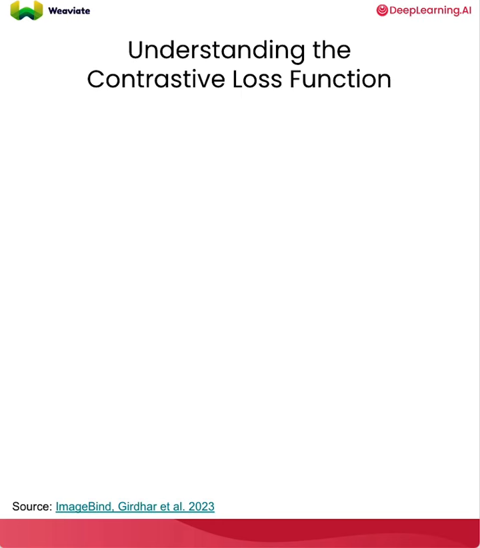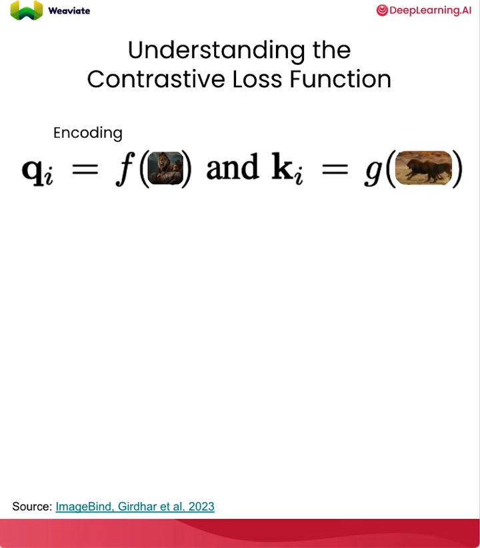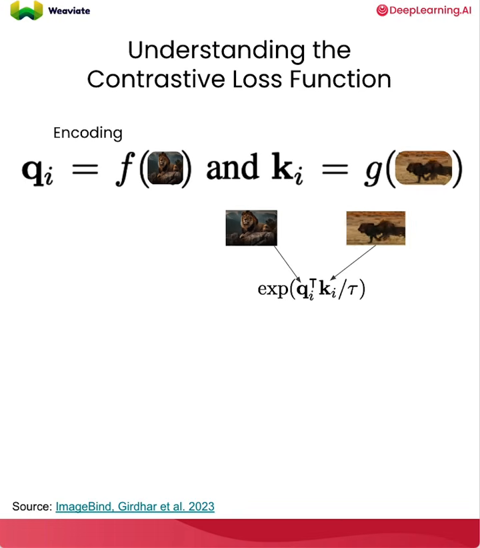Now let's see what a contrastive function looks like. First, you need encoding functions that can convert the anchor and contrastive examples into vectors of the same dimension. Here we've got a function f that takes an image and returns a vector q. And here we've got a function g which takes a video and generates vector k. Now you take those vector representations, and in the numerator, you've got a similarity between positive examples. So this could be the image of a lion and a video of running lions. You want the similarity to be as high as possible.